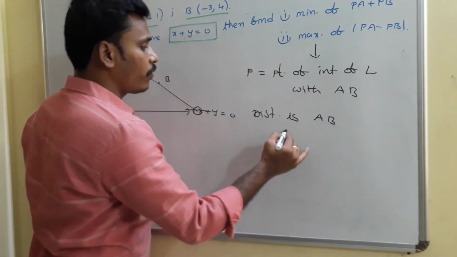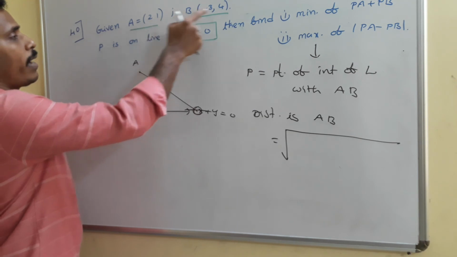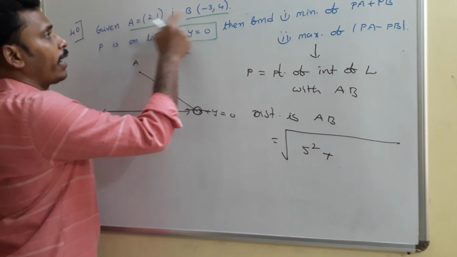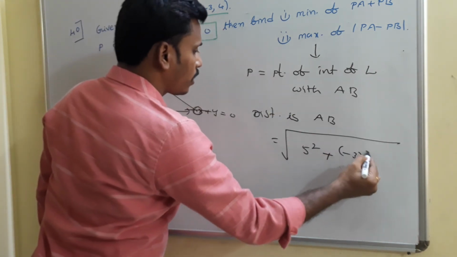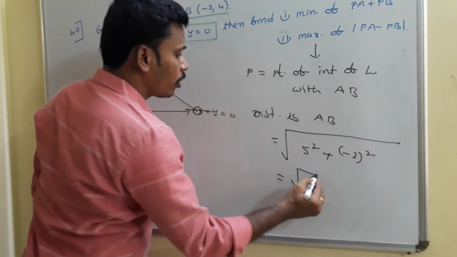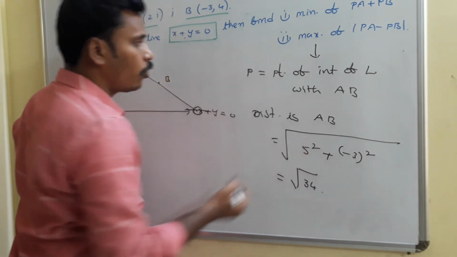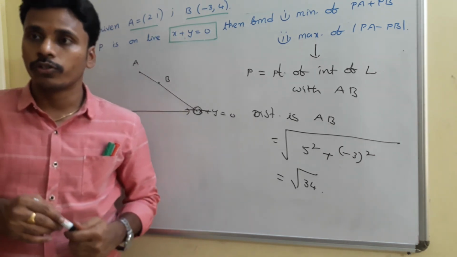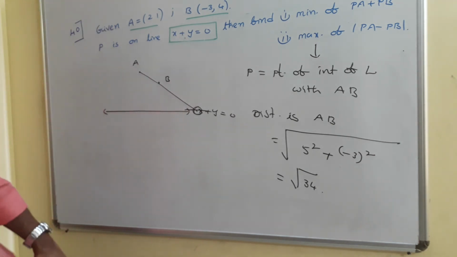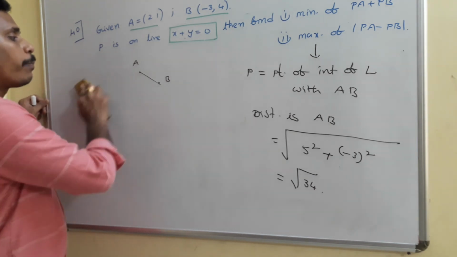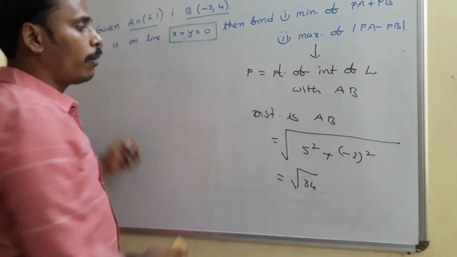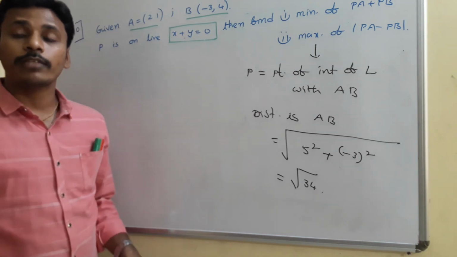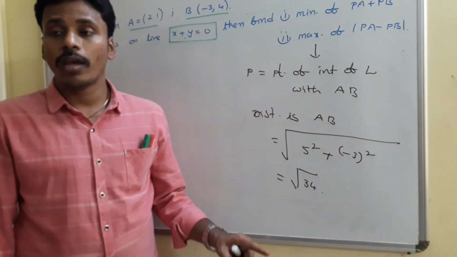So what is the distance between AB? It is the square root of x2 minus x1 whole square plus y2 minus y1 whole square. So 2 minus of minus 3 is 5 square, plus 1 minus 4, which is minus 3 square. On simplification you get 25 plus 9, which is 34. There are infinite points on this line x plus y is equal to 0. Among all those points, at one particular point, PA minus PB is maximum, and root 34 is the maximum distance of PA minus PB, which is equal to AB.